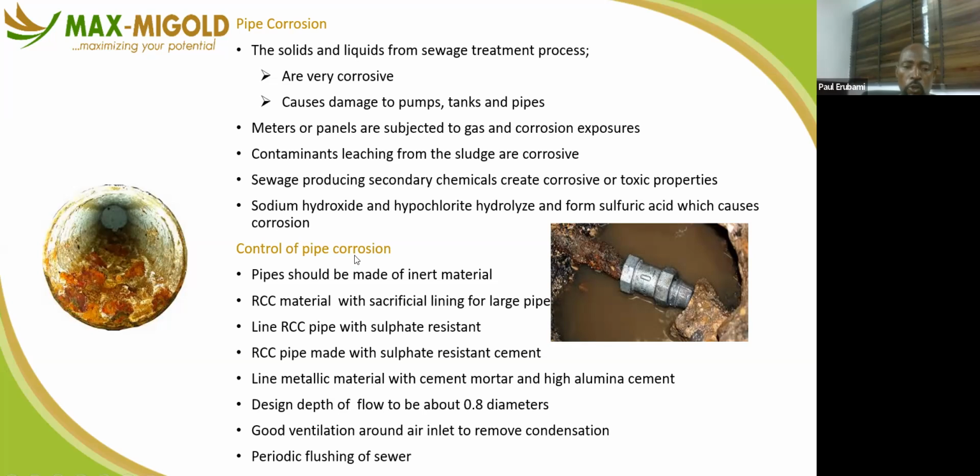Then the control of your pipe corrosion. Pipes should be made of inert material. So this time around, you can use your PPR pipe for your sewage treatment, your RCC material with sacrificial lining for large pipelines, your lined RCC pipe with sulfate resistant, RCC pipe made with sulfate resistant cement, lined metallic material with cement mortar and high alumina cement. These are all the kinds of material you can use in your sewage treatment plant which are not subject to what? Corrosion.